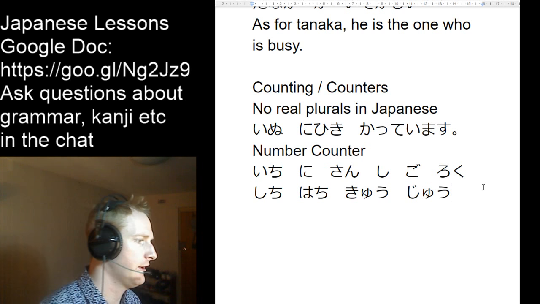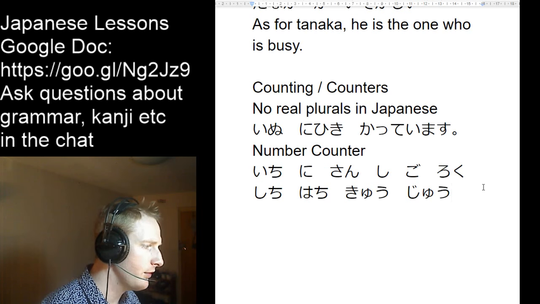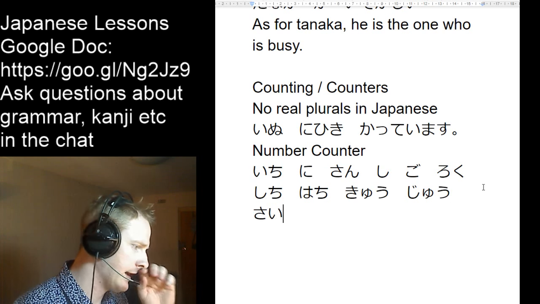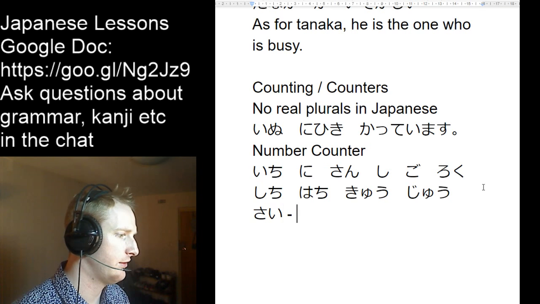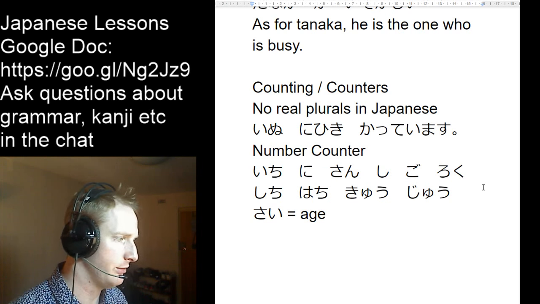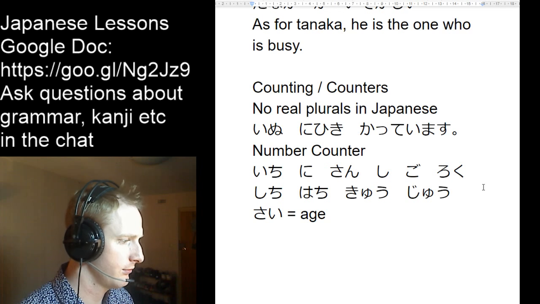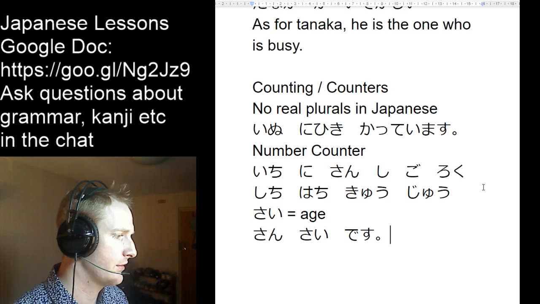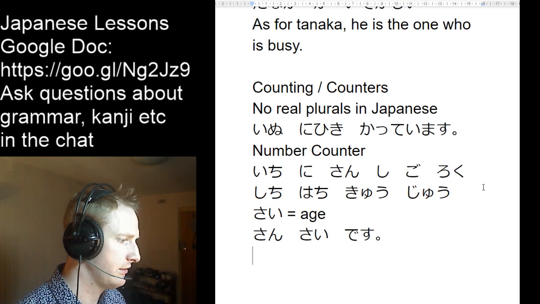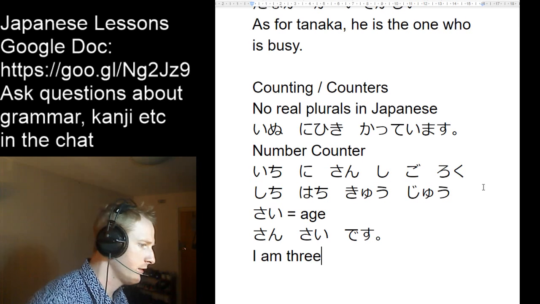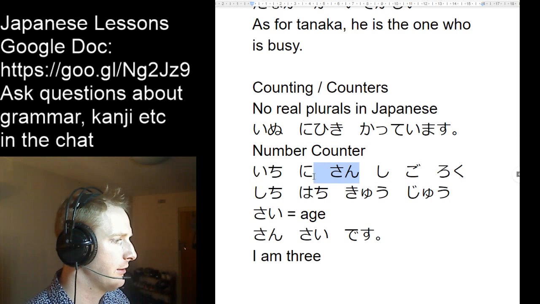Okay, so these are the numbers up to 10. Now, the counter that I said most of you will be familiar with is this one called sai. This is the counter for age. So we could, for example, say sansai desu. I am 3.